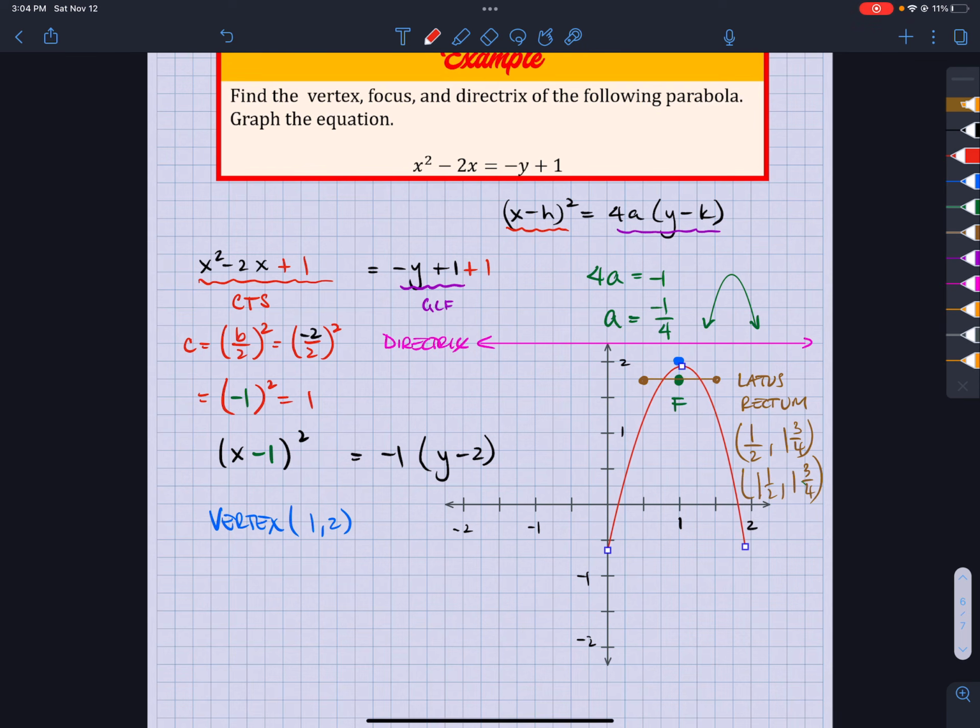Let's see here. So close. There we go. Okay, and there it is.